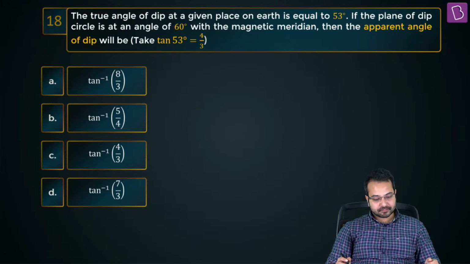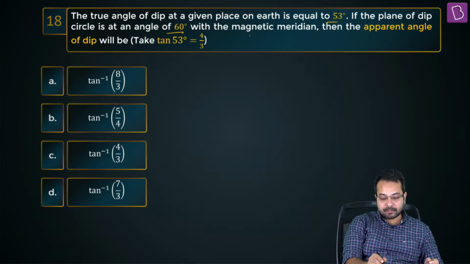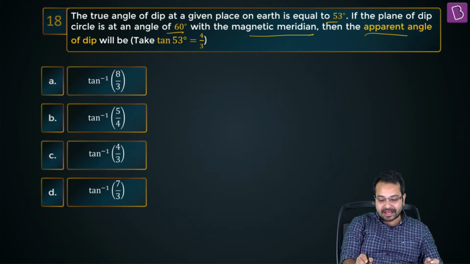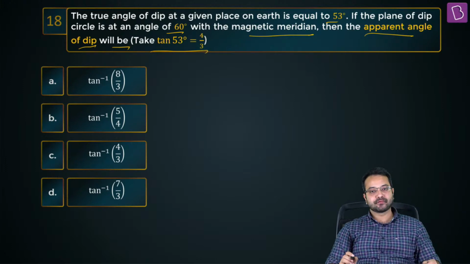Next, what do we have? The true angle of dip at a given place on Earth is equal to 53 degree. If the plane of the dip circle is at an angle of 60 degree with the magnetic meridian, then the apparent angle of dip will be, we can take tan 53 degree as 4 by 3.